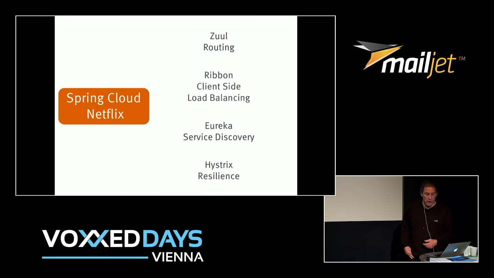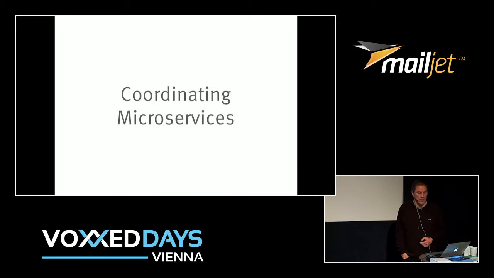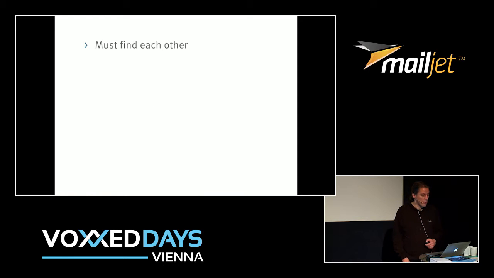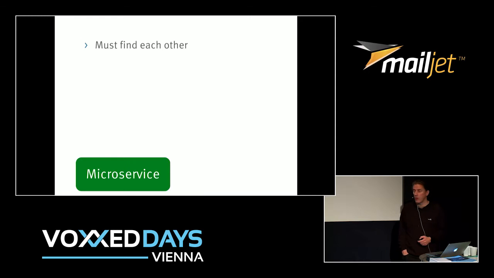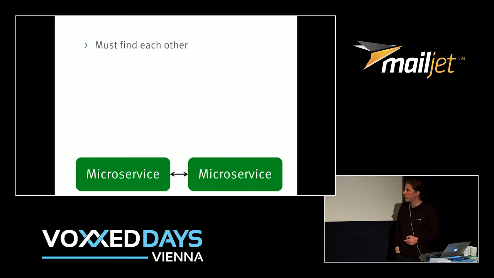So first of all, let me talk about coordinating microservices. So we are going to have a lot of microservices, and they need to somehow find each other. So here is a microservice, here's another microservice, they want to talk to one another. So let's imagine that the order microservice wants to get access to the customer data. So it needs to have some way of figuring out where this customer microservice is actually located. And that is where Eureka comes in.